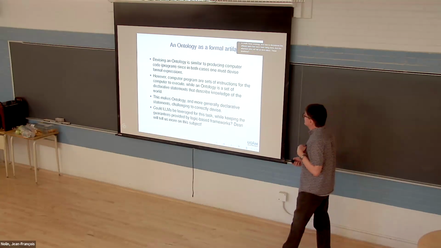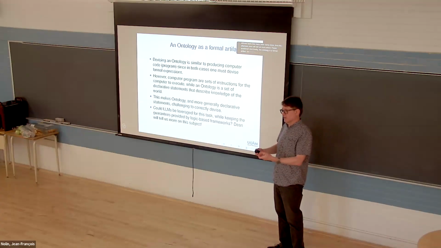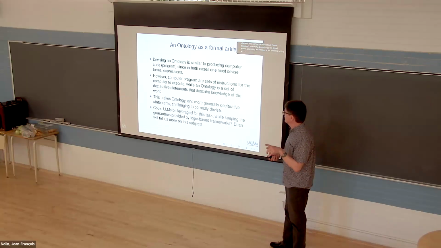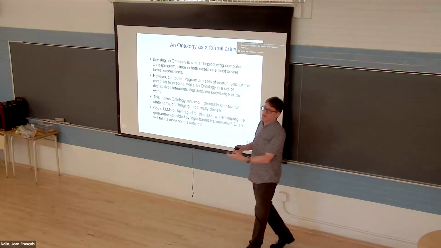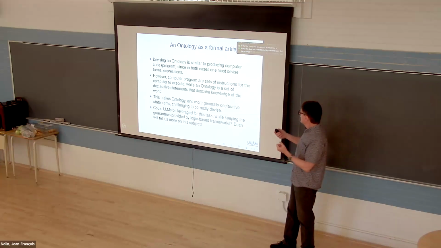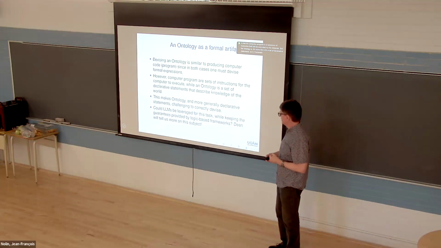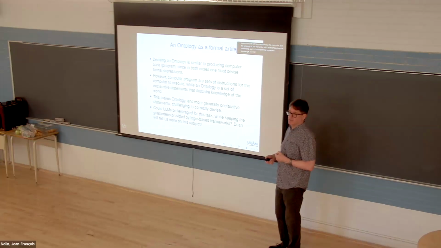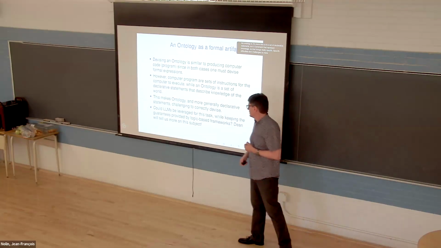And finally, an ontology is a formal artifact. So devising an ontology is similar to writing a computer program, but there is a very specific difference: a computer program is a sequence of instructions that will be executed by the computer, but an ontology is more like a set of declarative statements. So it's constraints that represent knowledge. That brings really specific difficulties and challenges to correctly devise these ontologies.